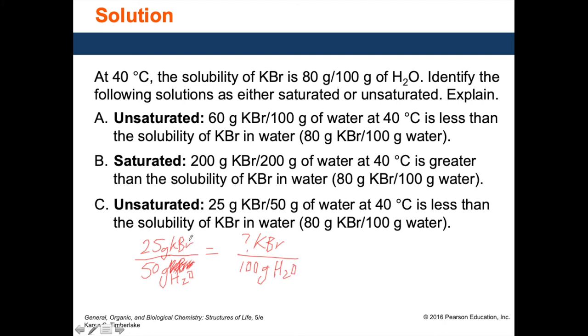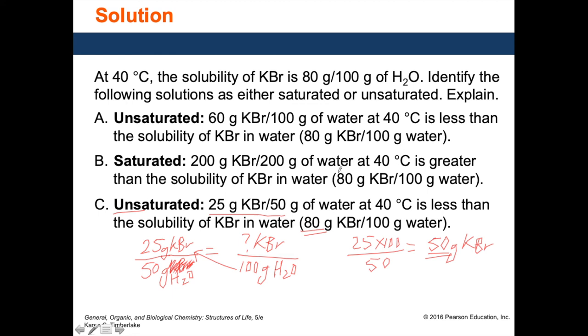There we go. Okay, so we want to find this number by itself, so we're going to just multiply this up here. Okay, so 25 times 100 divided by 50 will tell us how much KBr would be dissolved in 100 grams of water if we scaled up this ratio. Okay, and when we do that, we get 50 grams of KBr. And we compare this number with this number. Well, 50 is less than 80, and that's why this is an unsaturated solution.